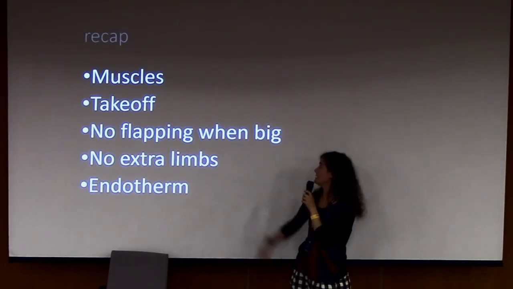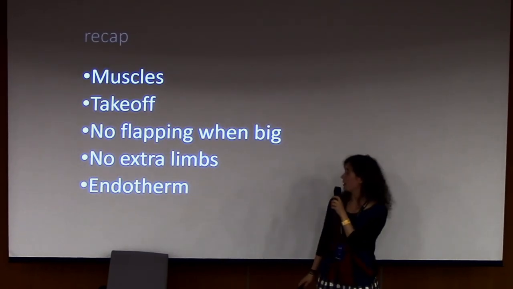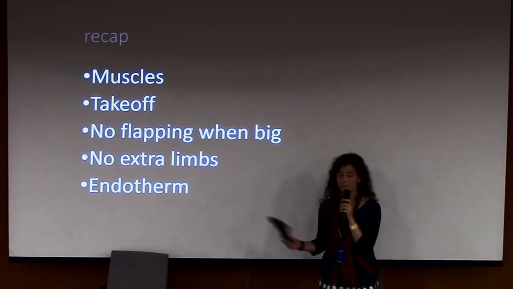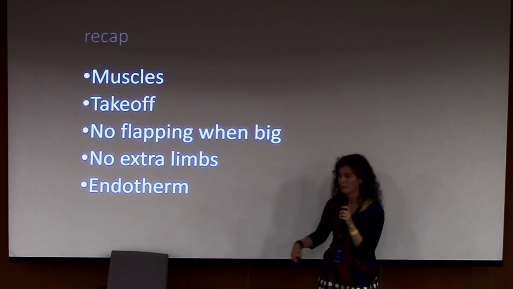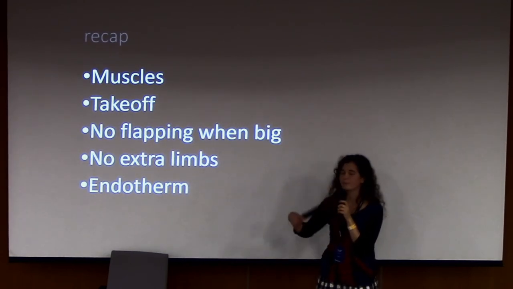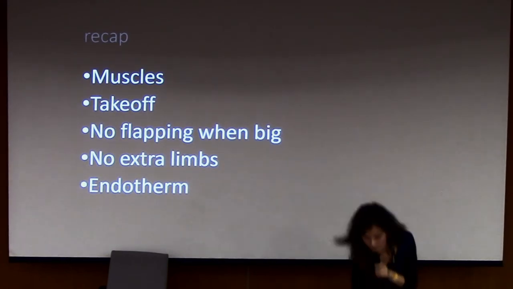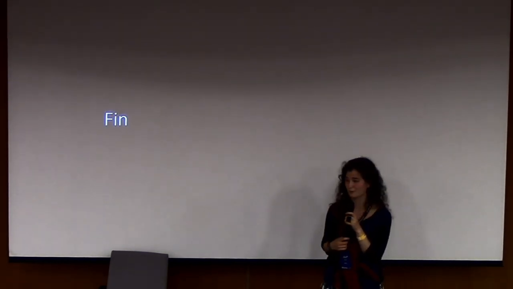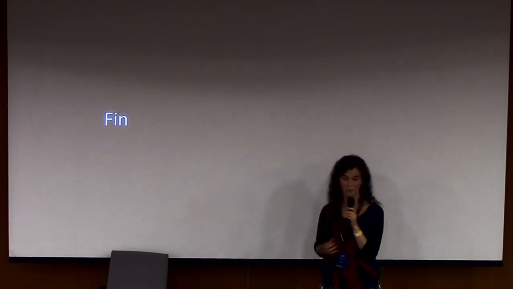Then, a big animal cannot land. End of story. In this universe, vertebrates don't have more than four wings. A flying vertebrate needs to be endothermic. So that was all from me. If you have questions, we have 10 minutes, and I can also respond to them.